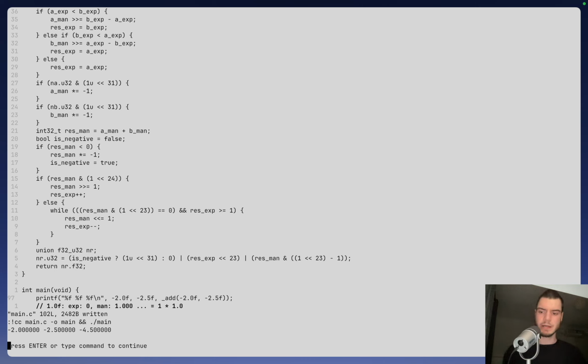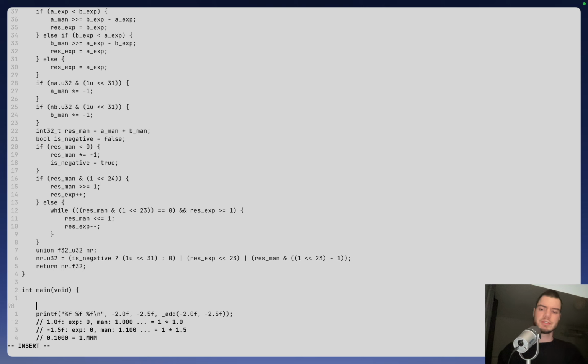Awesome. Minus 2 minus 2.5 is minus 4.5. I think I'm happy with that. I'm thinking if we should try values with an exponent of 0 as well. I don't think it'll take too much time to do that. And I'm kind of curious.